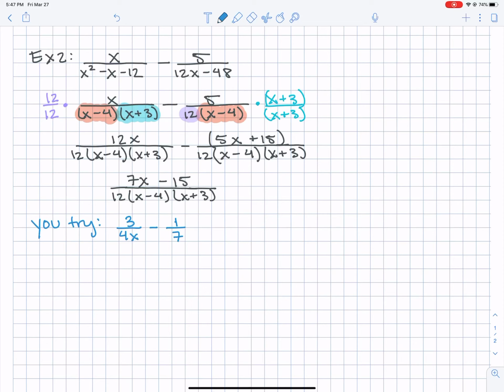Okay, so I need to multiply this side by 4x over 4x. I need to multiply this side by 7 over 7. This ends up being 21 over 28x minus 4x over 28x, meaning that we have 21 minus 4x over 28x. Or maybe you write it like this, negative 4x plus 21 over 28x, because you wanted to keep your x's up front. Either one, totally fine.